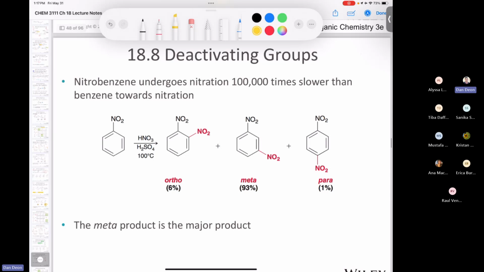So what's the effect? Twofold. Number one, in terms of reaction rate, check this out. You're going to love this one.